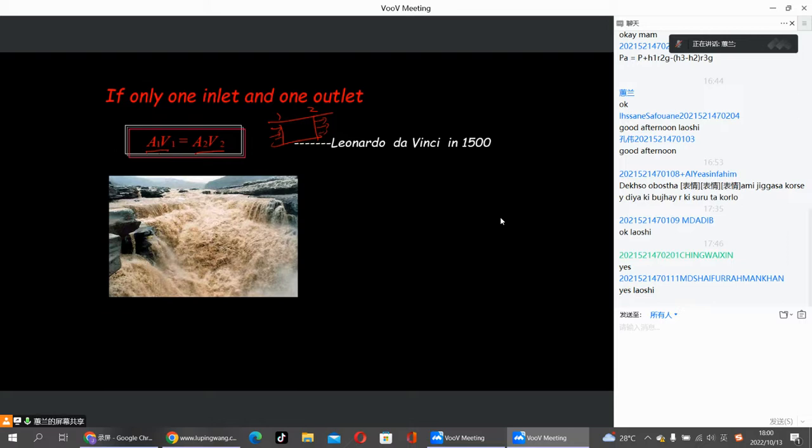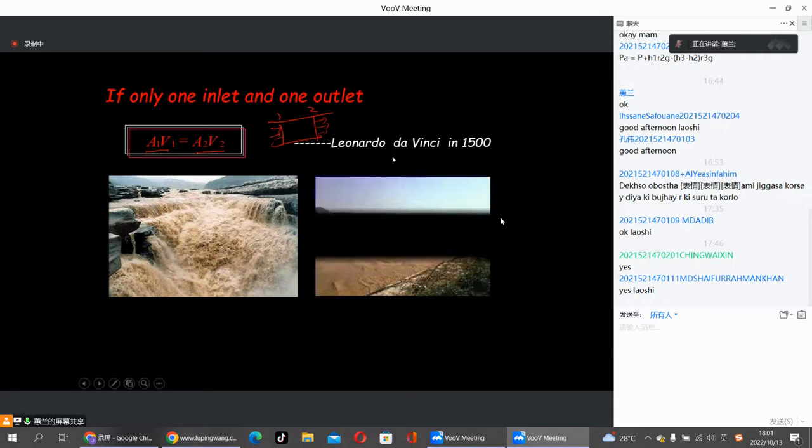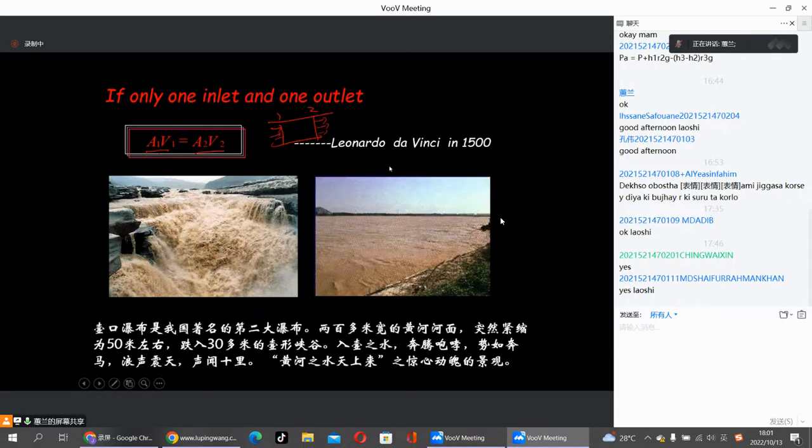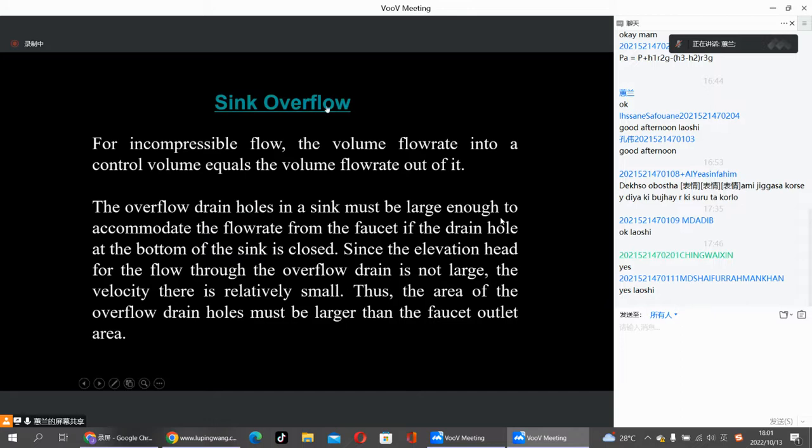If we have one inlet and one outlet, we have this simple equation. Yeah, we know how many in, how many out. So this explains the waterfall, okay? This is a waterfall in China. And we know when the river becomes narrower, the velocity will increase, right?